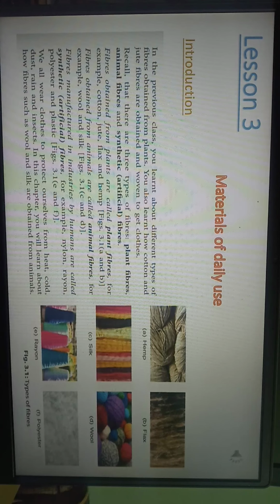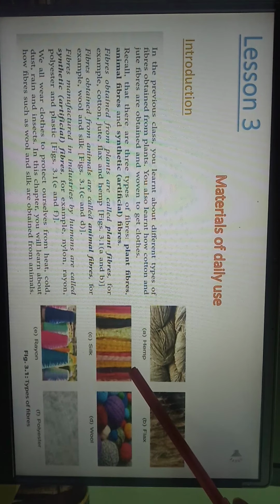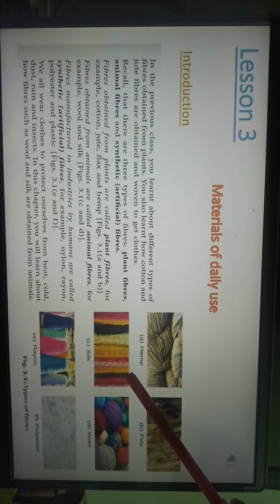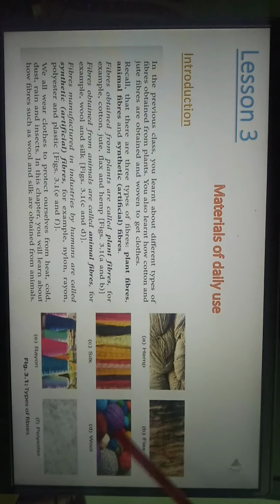Okay, next is animal fibers. What are animal fibers? The fibers which are obtained from animals. Simple. Some of the examples are wool. Wool is obtained from sheep. Another example is silk. Silk is obtained from silkworm. So these are the animal fibers.